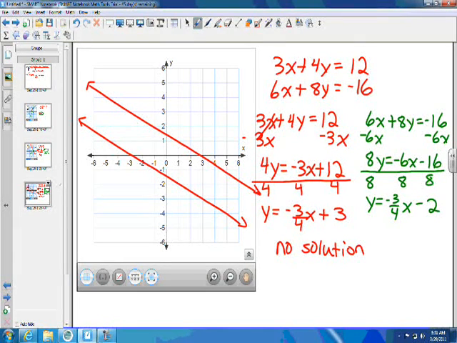Okay, they're parallel. They will never intersect. So there's no solution for those. That's why I said almost always your answer will be a point. There are some special cases, like this one, where it's not a point. There is no place where those two lines will intersect.